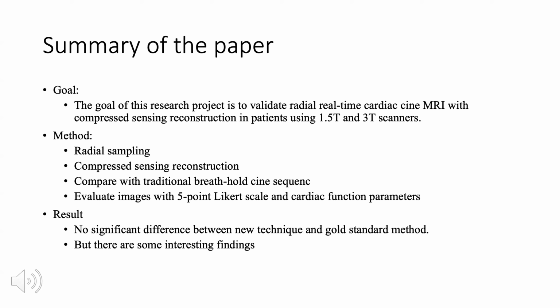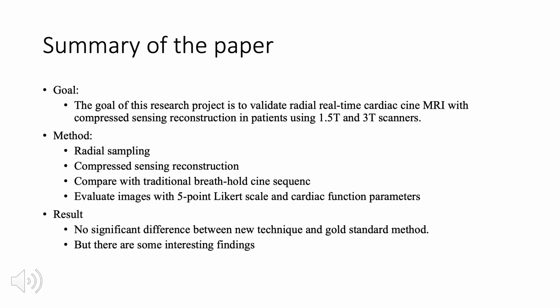There are a couple highlights in the methods they implemented in this study. The first is they use bSSFP radial sampling, and then they use 12-fold accelerated k-space data and reconstructed the image using compressed sensing reconstruction. And then they compare this new technique with the traditional breath-hold cine sequence. Finally, they evaluate the images with a 5-point Likert scale and cardiac function parameters. The 5-point Likert scale is a qualitative analysis, and cardiac function parameters are quantitative analysis. I will elaborate on the methods in the later slides.